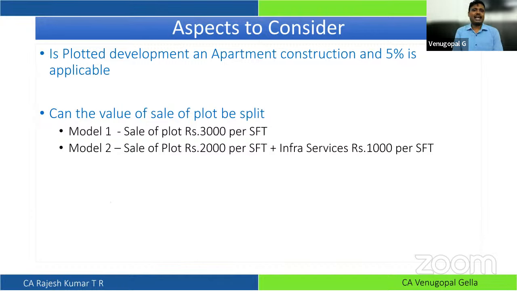How would the taxation happen? If you adopt model one, you will pay stamp duty on 3,000 rupees. If you adopt model two, you will pay stamp duty on 2,000 rupees and 18% GST on 1,000 rupees. You cannot pay stamp duty on the infra services because it is a service provided on an immovable property, which is outside the purview of the stamp act, outside the purview of the sale of the property and the stamp duty thereon. So even these two models are available.